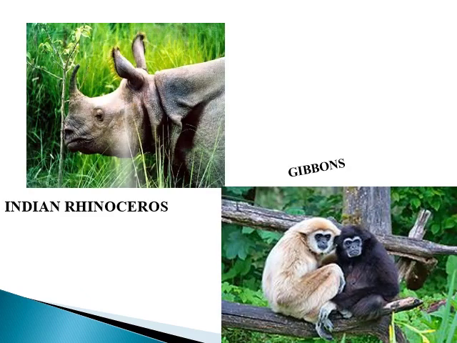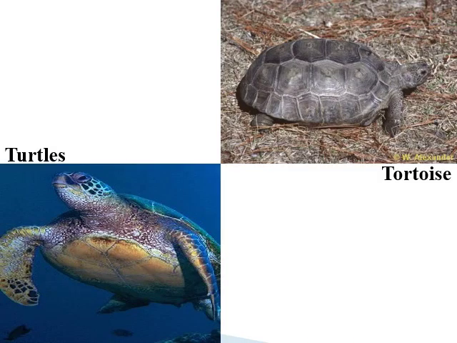Here you can see the different animals, in which firstly you can observe the Indian rhinoceros. Next, you can see the gibbons. Here you can see the turtles and tortoises that are present in the second subregion.